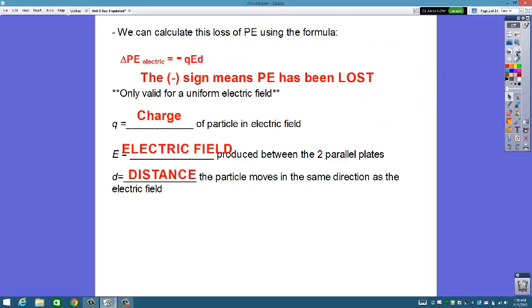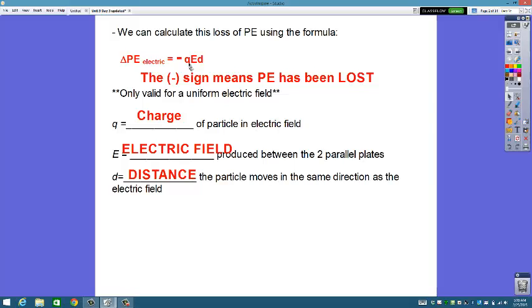In order to find the potential energy for this loss, for this movement where it's going to go from positive to negative or negative to positive, we use the equation that your PE electric, so we're talking electric potential energy, is equal to negative QED. Again, the negative sign is just telling us that potential energy is lost because you're decreasing that distance. The distance that you are from where you originally started to where you ended up is getting smaller because you're getting closer to the particle that you're attracted to, or the side of the plate that you're attracted to.